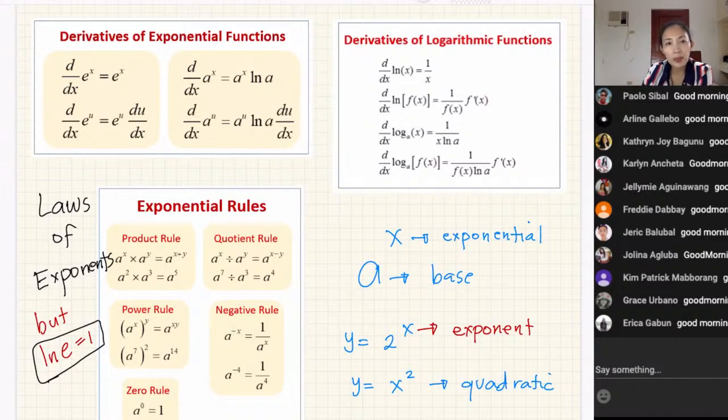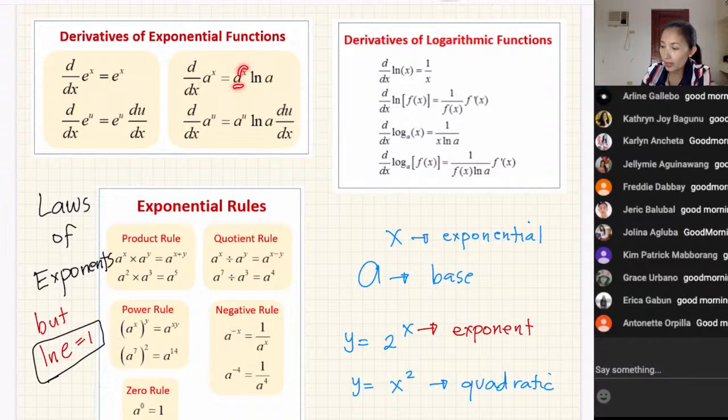Now, what about if the base is a number other than e? For example, 2, 5, 10. Then that takes the form a to the x. So if your function has the base a, then its derivative is a to the x times the natural logarithm of a.